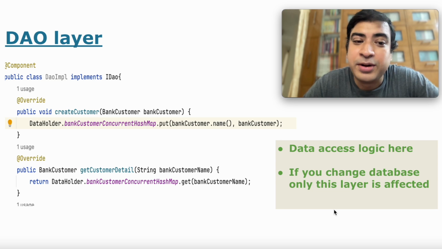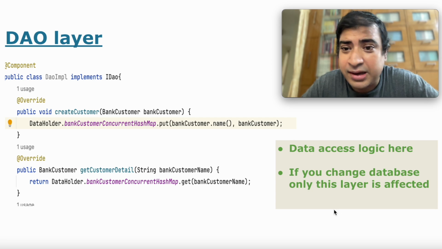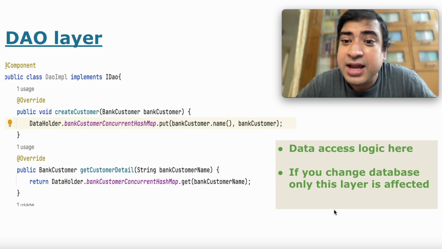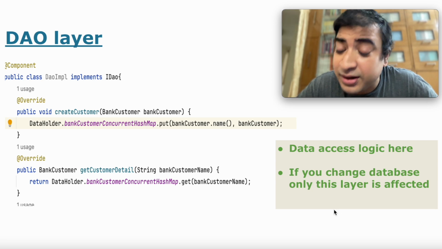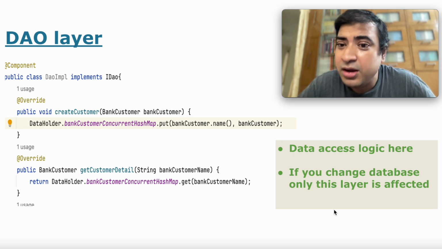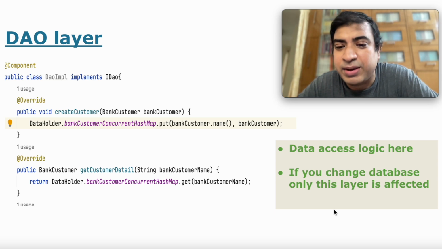The DAO layer is responsible for interacting with whatever data store I have. It may be a relational database like Oracle, MySQL. It may be a NoSQL like MongoDB. It may be a file system. It may be an external service. Or it may be an in-memory data store as well. So whatever the case is, the DAO layer, also known as the data access object layer, is responsible for retrieving the data. So if, say for example, I change my implementation from MongoDB to MySQL, only my DAO layer should be impacted, and neither service layer nor controller layer should be impacted.